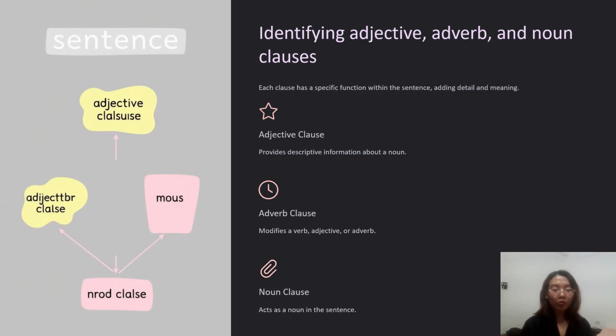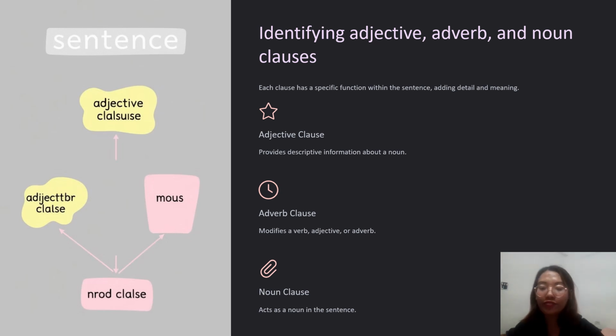the next subtopic that we are about to discuss is identifying adjective, adverb and noun clauses. Adjective clauses, adverb clauses and noun clauses are three types of subordinate clauses that each serve a different purpose in a sentence. You should always remember that. So let's break them down in simple terms and explain how to identify each one.